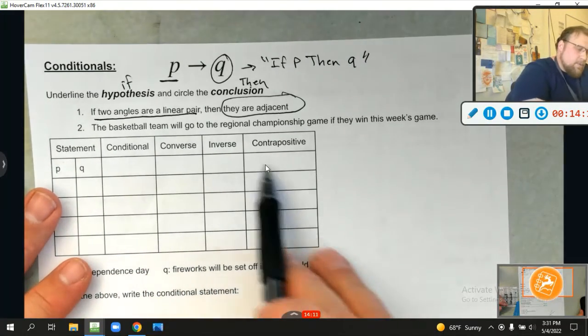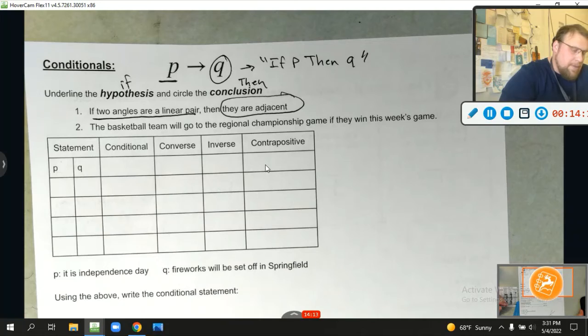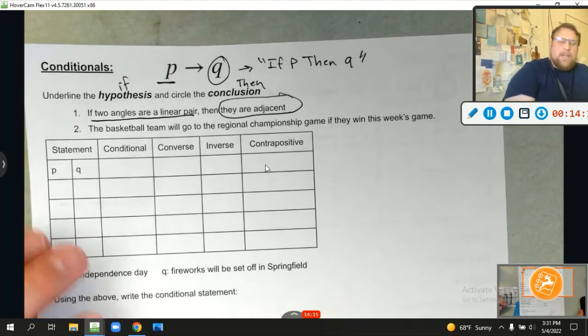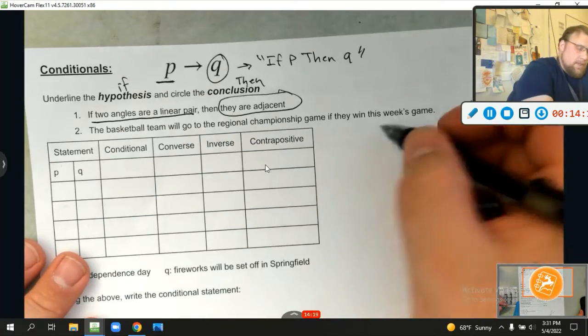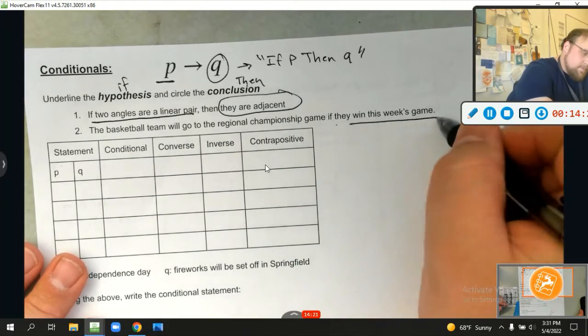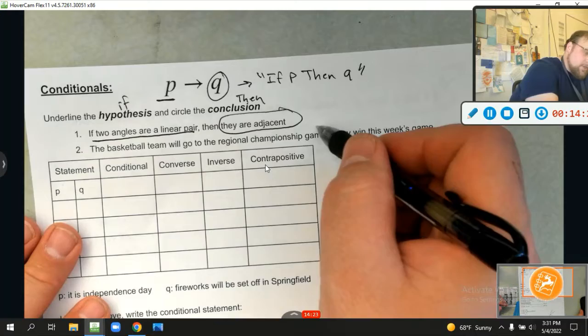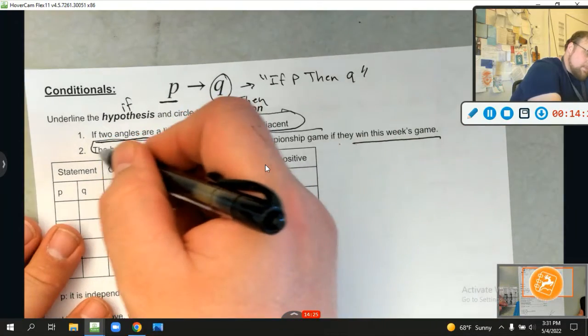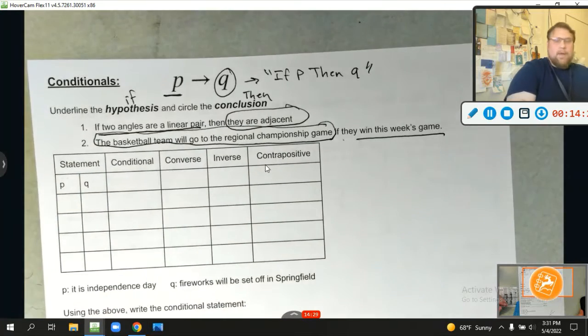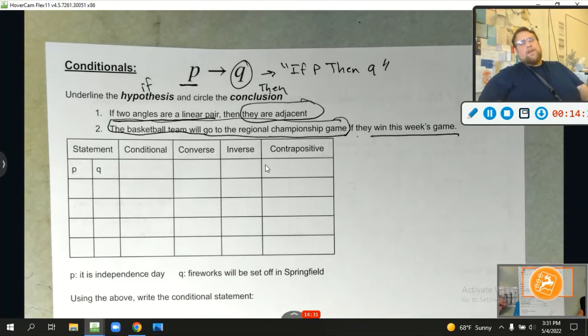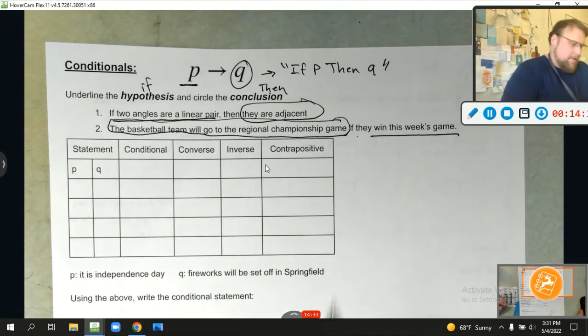The basketball team will go to the regional championship game if they win this week's game. So where's the if at? It's at the end. So what are we saying really? If they win this week's game, the basketball team will go to the regional championship game. Perfect. See how sometimes it can be at the end? You just got to look for that if.